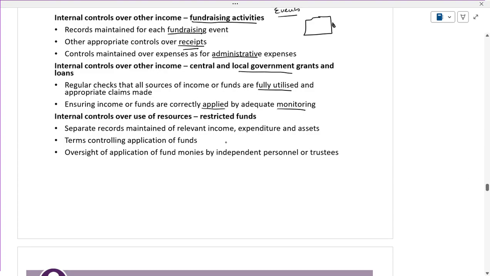Internal controls on the use of restricted funds for specific purposes. Some people will give funds saying that this has to be used for these types of activities only. Separate records should be maintained with respect to income and expenditure terms, controlling how we have to use the funds, and oversight of the application of funds by independent personnel or trustees. Somebody responsible has to look into what the funds are and how we are going to use them.